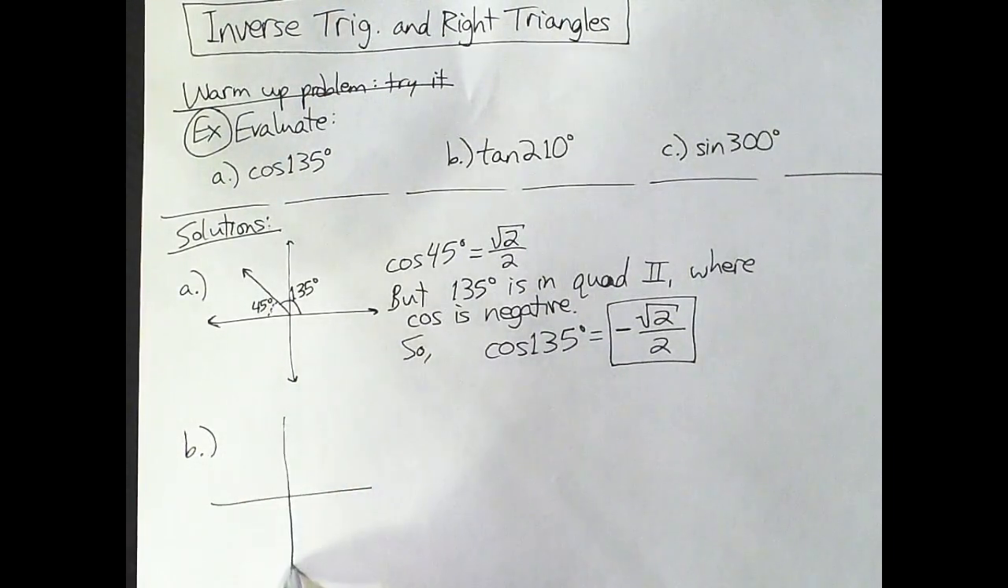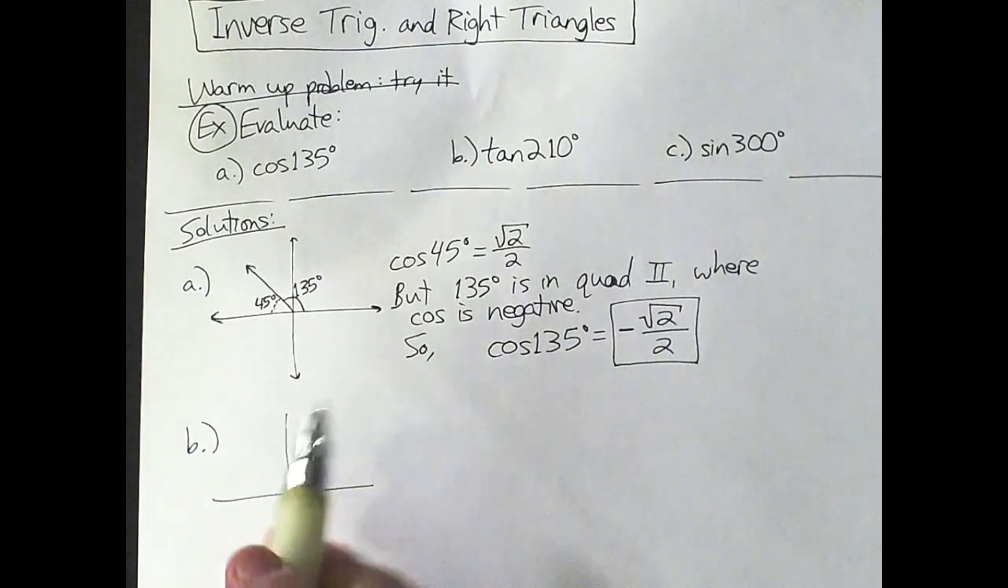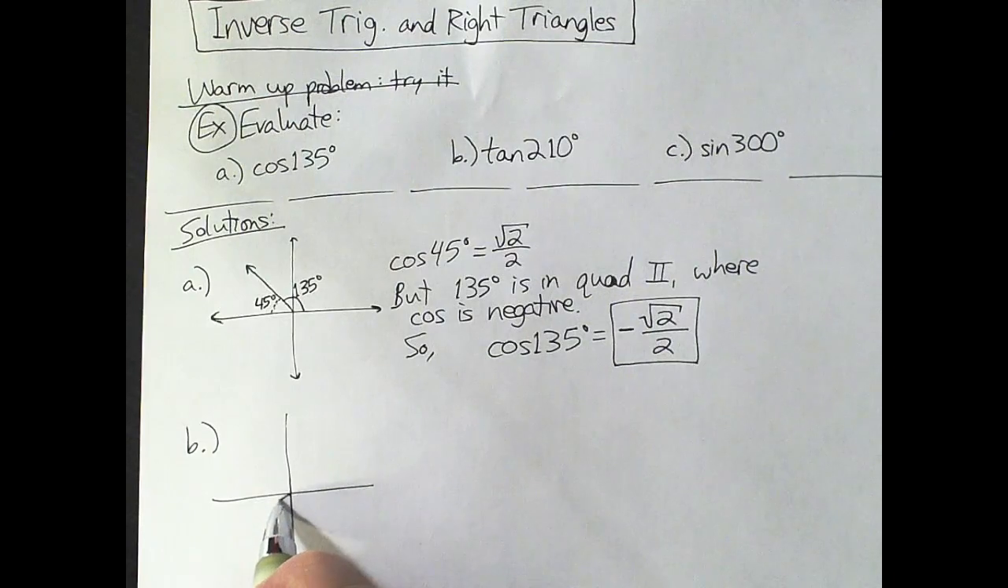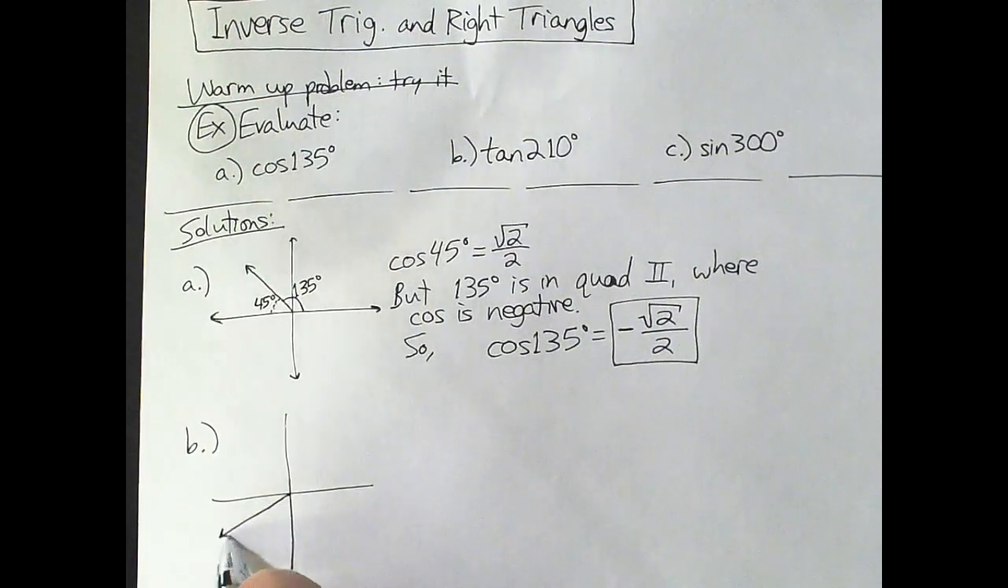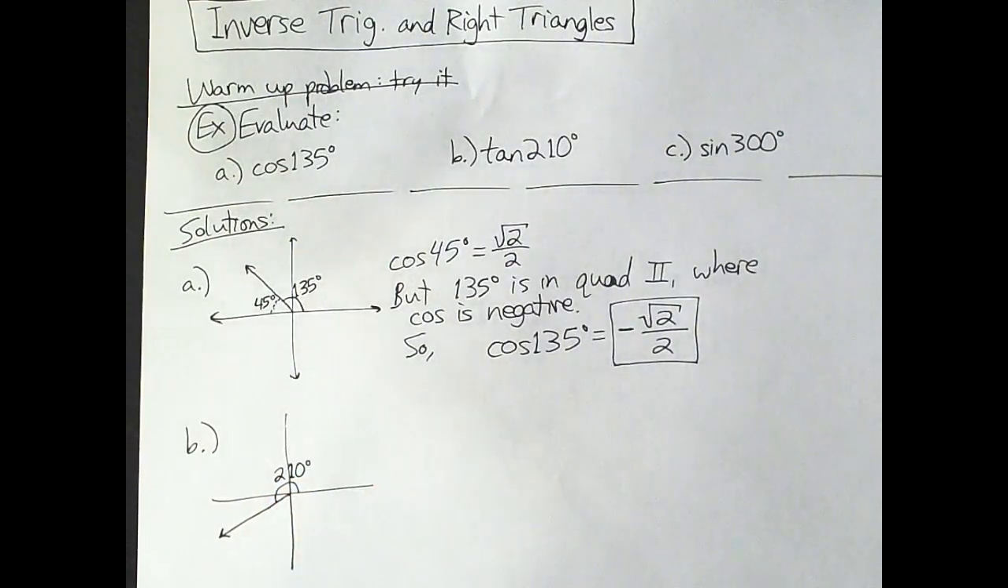a quick sketch of what does 210 degrees look like? Well, I was saying that 180 would, from our standard position, 180 would be pointing to the left. So I want to go 180 plus another 30. So 210 might look something like this. Let's zoom in on that.